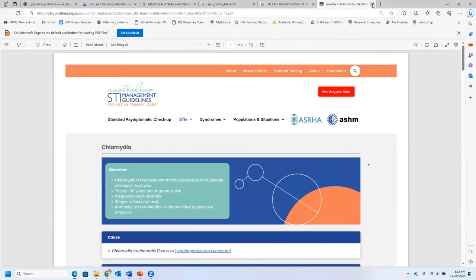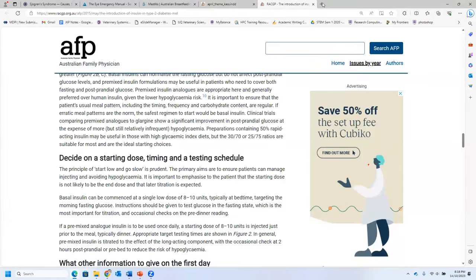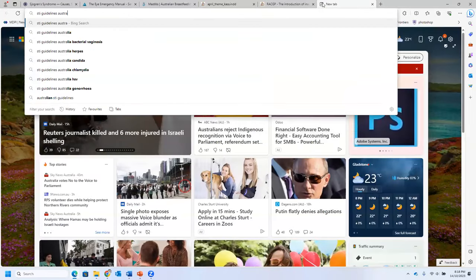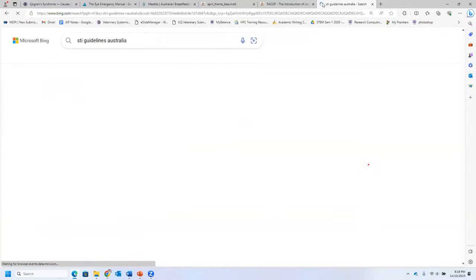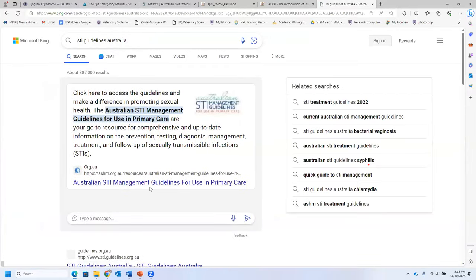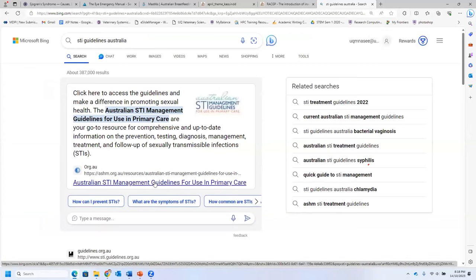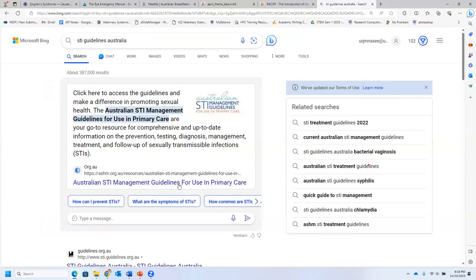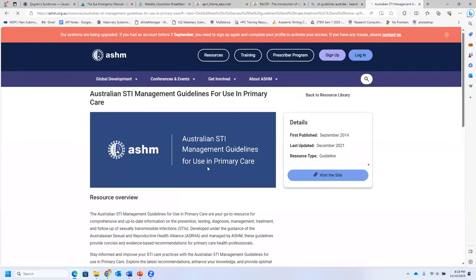Oh, sorry, this is not coming up. Let me just type it up. If you're going to be studying population health, which is the STI guidelines, I recommend you study it from the Australian STI management guidelines. Even though it's not a sexually transmitted disease, it will come up over here. Candidal infection. So this is the resource.